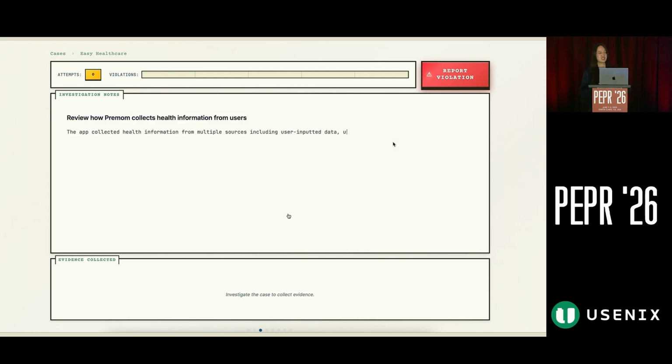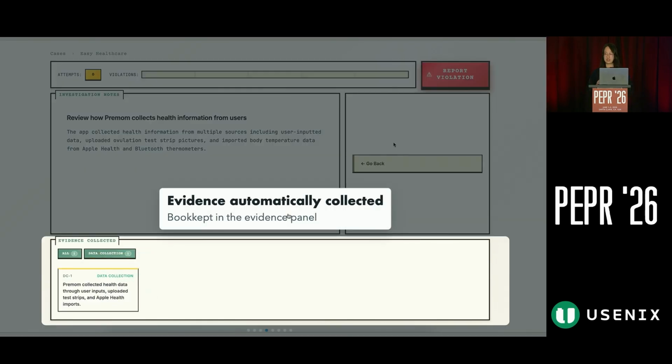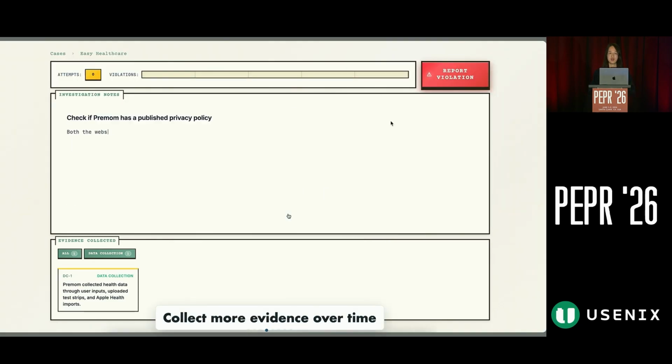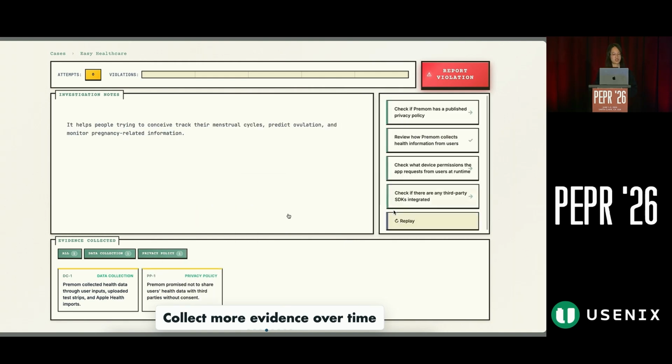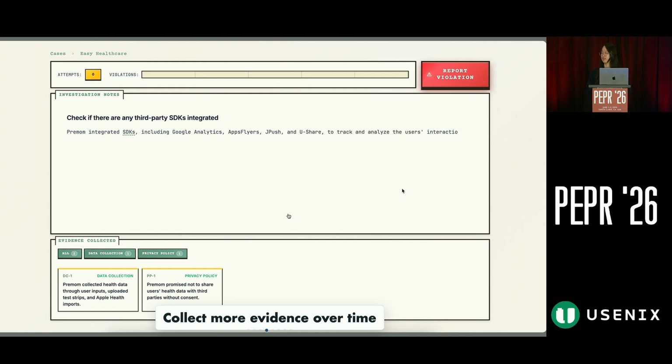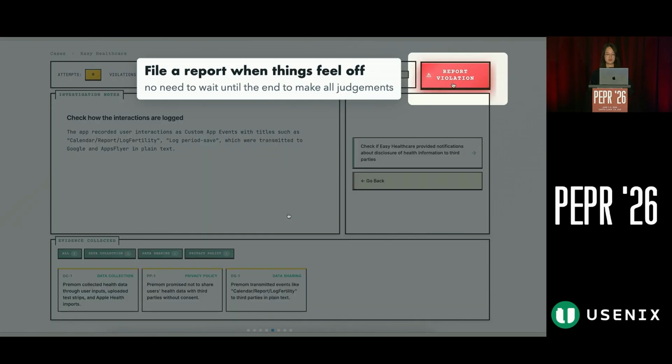So let's say the player is interested in what data is collected. After they read through these descriptions, the evidence gets automatically collected and stored in this evidence panel. They can freely explore the case by navigating through different investigation actions. Over time, they collect more and more evidence. Whenever they think that things are feeling off, they can file a report. This can happen at any moment, so they don't need to wait until the end to make a judgment at once.